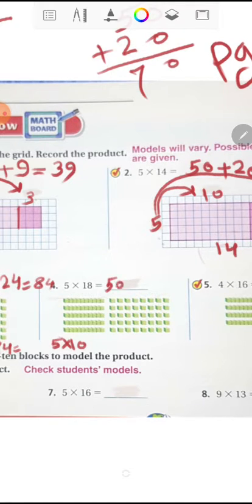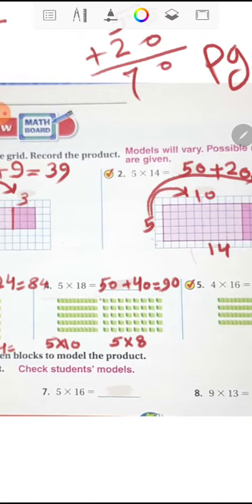So this is the first answer. Let's find the second one. I have in each row 1, 2, 3, 4, 5, 6, 7, 8 cubes. That means I will multiply 5 by 8 equals what? 5 multiply 8 equals 40. Now, if you add those numbers, the answer will be 90. Let's see number 5.